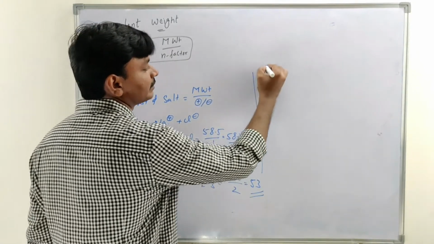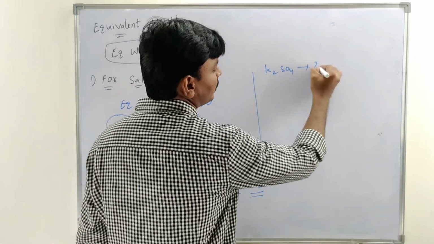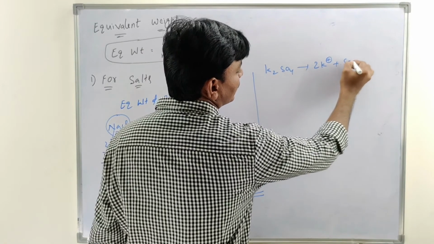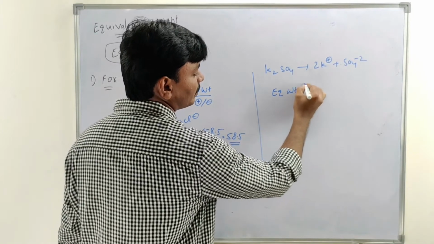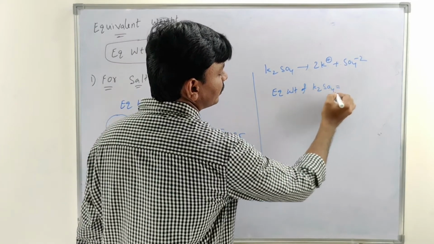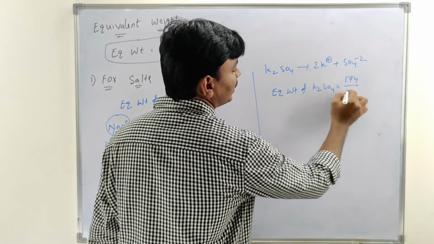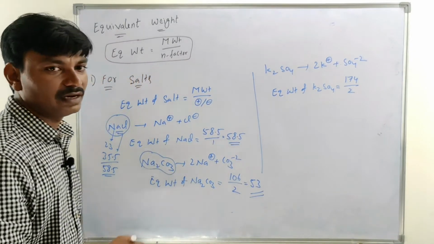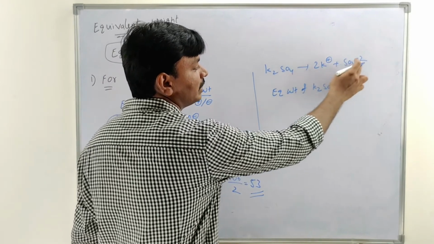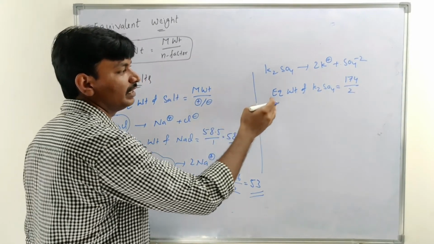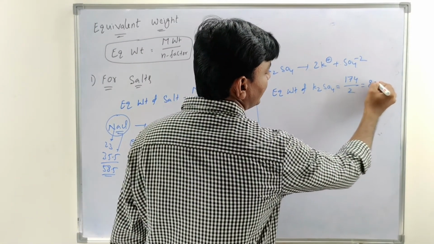Another example, K2SO4. Upon decomposition, K2SO4 produces 2K+ and SO4 2 minus. Here the equivalent weight of K2SO4 equals the molecular weight of K2SO4, 174, divided by its valency or n factor or charge of cations or anions, which equals 2. That is 2 times plus 1 here, and minus 2 here. Whatever it may be, its n factor value equals 2. That is, its equivalent weight equals 87.